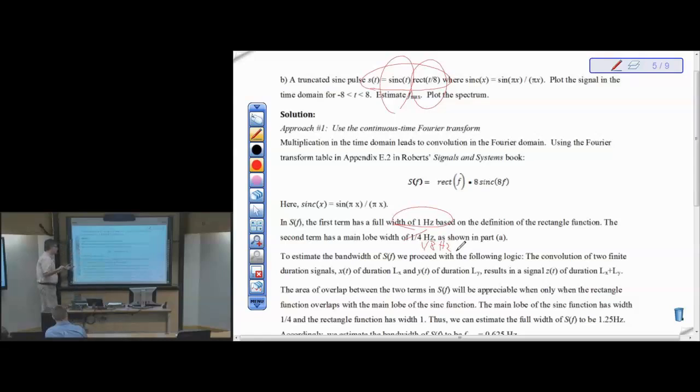Well, the lobe width is 1/4. The null-to-null bandwidth is, actually this is correct. So the lobe width, that is correct. The main lobe is 1/4 hertz. The null-to-null bandwidth is 1/8. So this is okay.